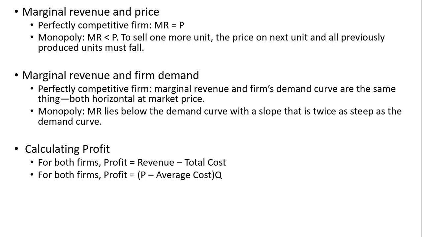Calculating profit. For both firms, profit equals revenue minus total cost, or another way of writing that is price minus average cost, which is then all multiplied by Q, the quantity of output. Revenue. For both firms, revenue is price times quantity.